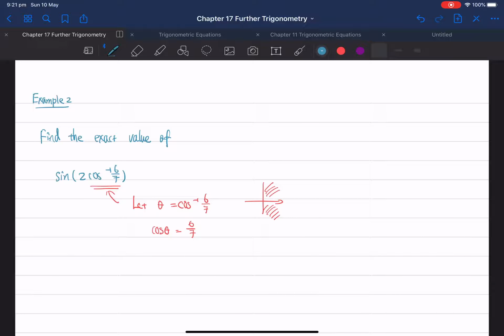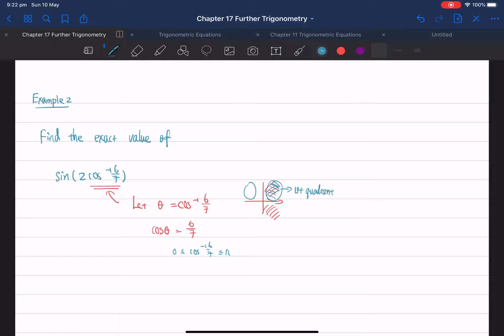However, the range of cosine inverse is between 0 and... is that 0 and 2 pi? I think it's 0 and pi, yes. 0 and pi, so that gives you this quadrant and a quadrant here. So overall, obviously, the common quadrant is the first quadrant angle.